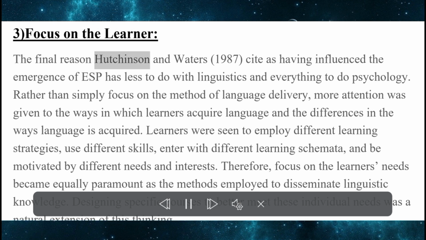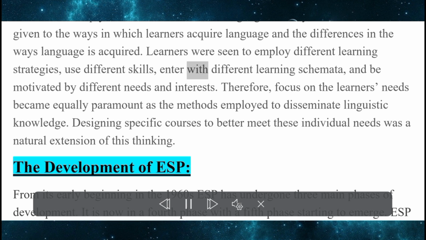The final reason Hutchinson and Waters, 1987, cite as having influenced the emergence of ESP has less to do with linguistics and everything to do with psychology. Rather than simply focus on the method of language delivery, more attention was given to the ways in which learners acquire language and the differences in the ways language is acquired. Learners were seen to employ different learning strategies, use different skills, enter with different learning schemata, and be motivated by different needs and interests. Therefore, focus on the learner's needs became equally paramount as the methods employed to disseminate linguistic knowledge. Designing specific courses to better meet these individual needs was a natural extension of this thinking.